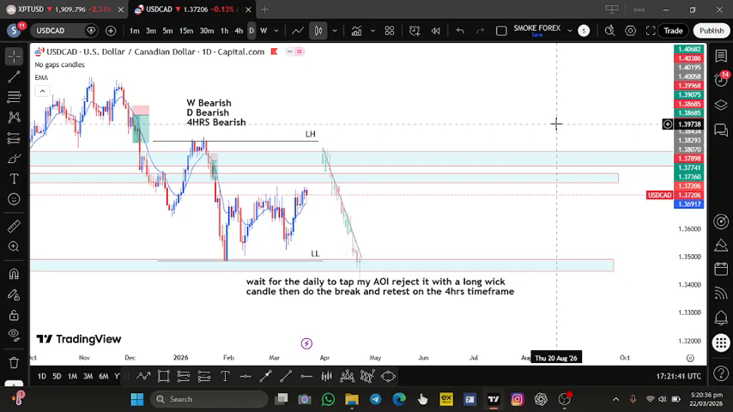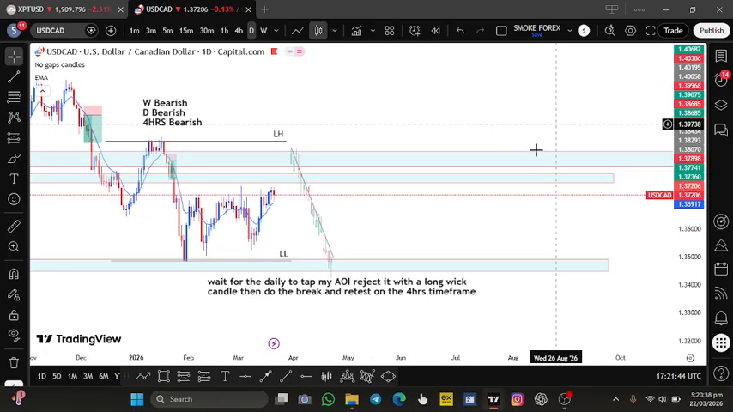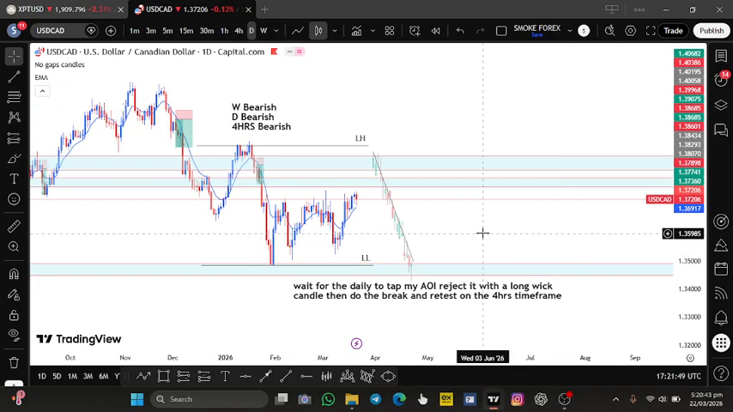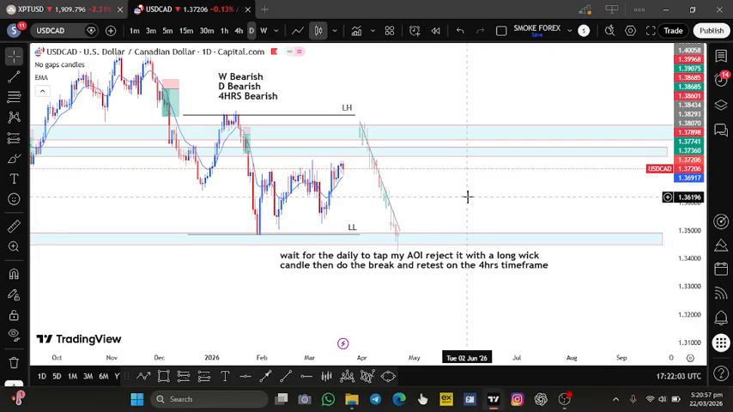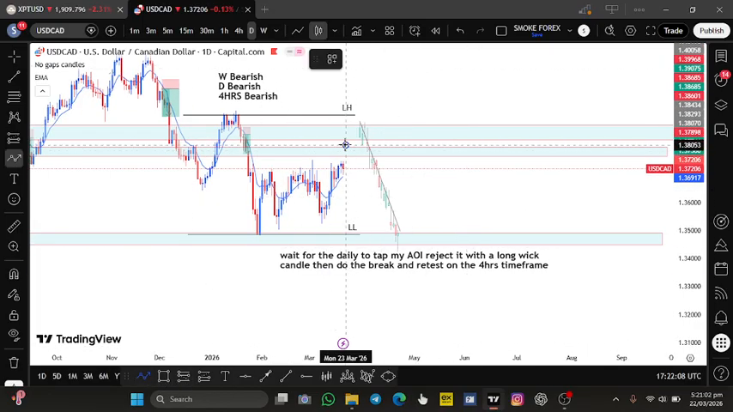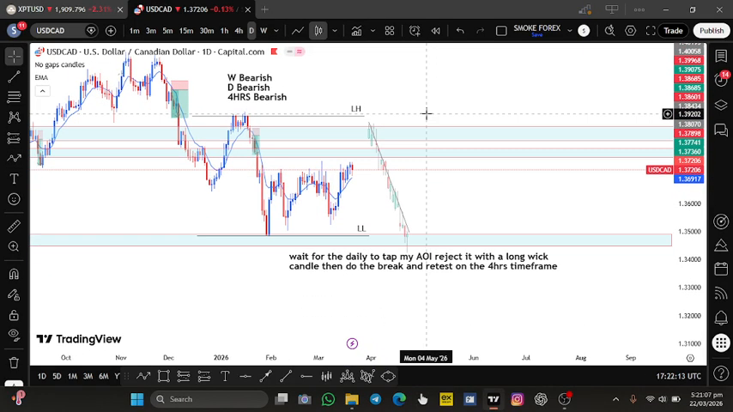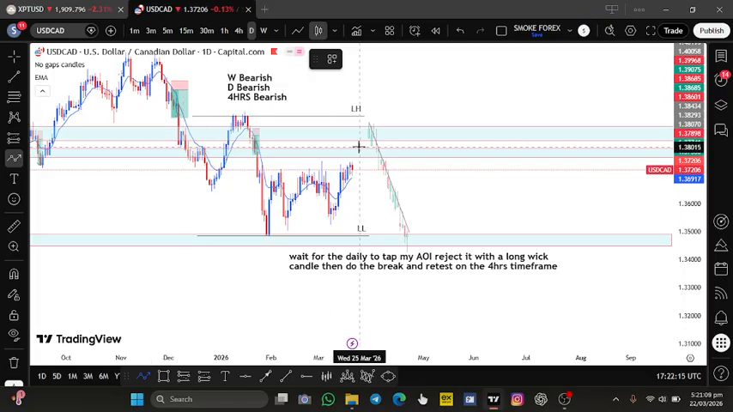So starting off this week, we have USD CAD. With USD CAD, we are more bearish on the 4 time frames. That means we are very much interested in selling this market. But looking at price right now, I'm waiting for price to tap this area of interest.